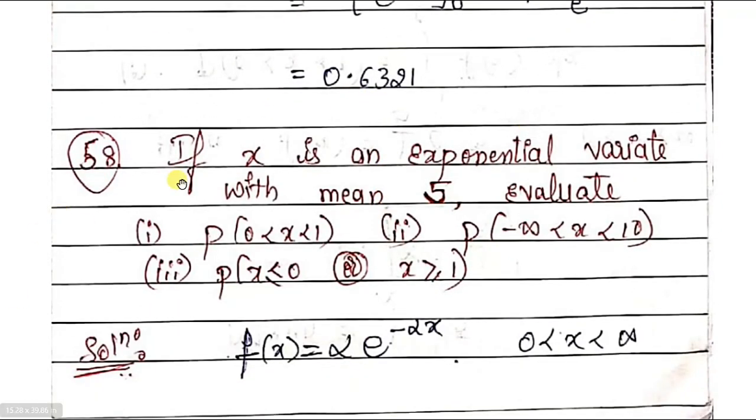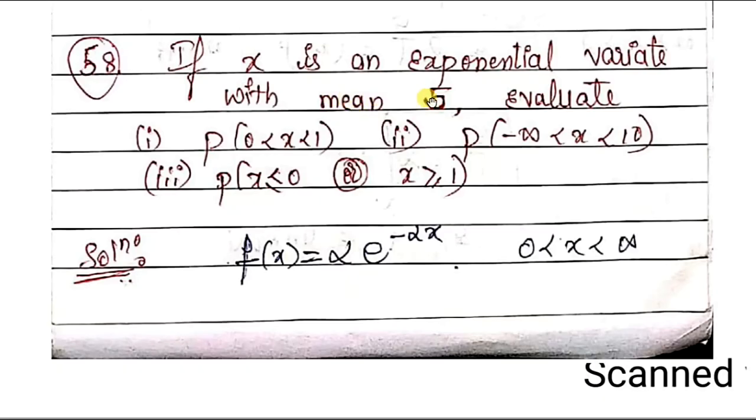We'll go for the next example. If x is an exponential variate with mean 5, evaluate p of x lies between 0 to 1, and p of x lies between minus infinity to 10, and p of x less than or equal to 0 or p of x greater than or equal to 1.